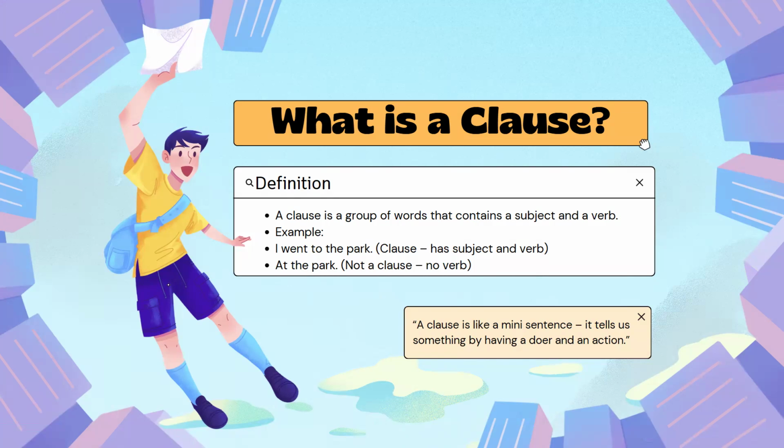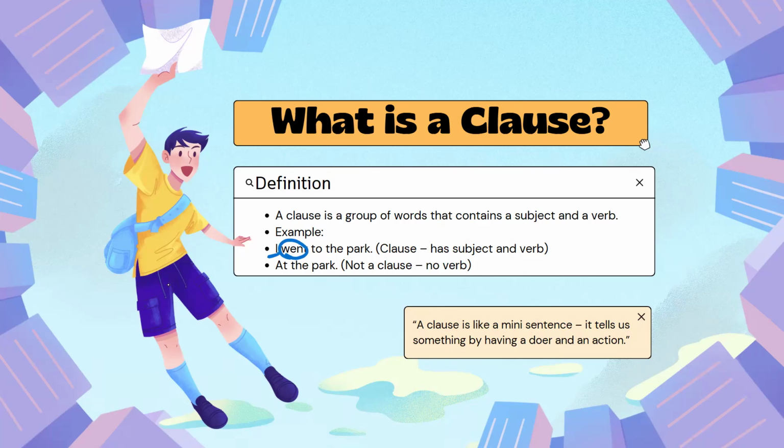I went to the park is a clause. Why? Because it has a subject and a verb. The subject is I and went is the verb. Whereas the next example, at the park, is not a clause. Why? Because it has neither a subject nor a verb. So remember, clauses may or may not make complete sense on their own. That's what we will look at next.